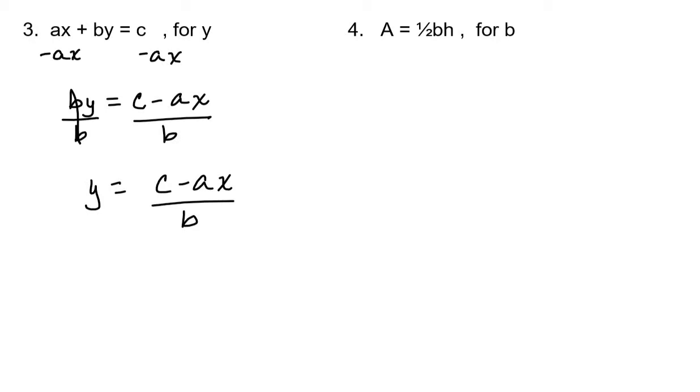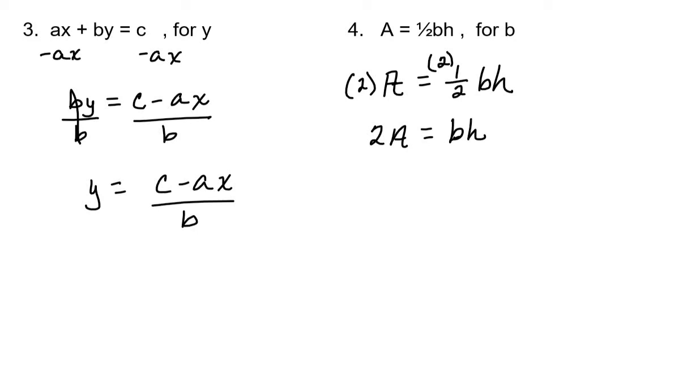Problem 4, area equals 1/2 base times height, and I'm solving for b. I'm going to rewrite this just so we can see that we have a denominator of 2 here, and I'm going to multiply both sides of my equation by that denominator in order to get rid of the fraction. Multiplying the left side by 2, I get 2a. Multiplying the right side by 2, I end up with just b times h, and in order to get that b by itself, I need to divide both sides by h. So b equals 2a divided by h.